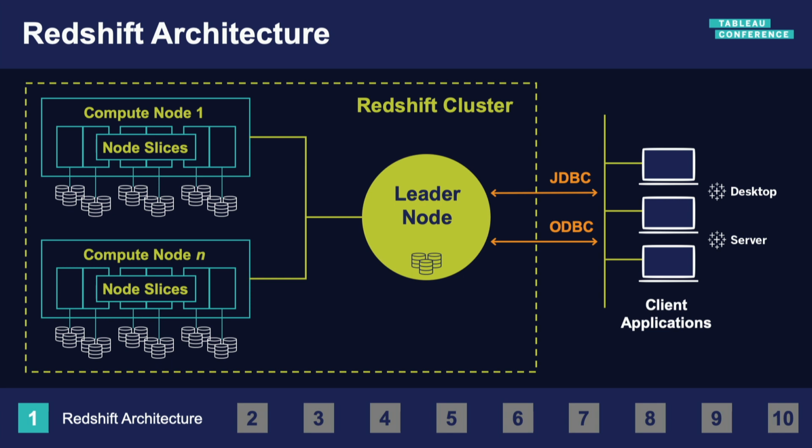So that's a Redshift cluster. Remember the flow. Queries come from right to left, and then data flows from left to right. So the client application could be desktop, server, or any other. It talks to Redshift, this black box that we've heard about, over JDBC or ODBC.